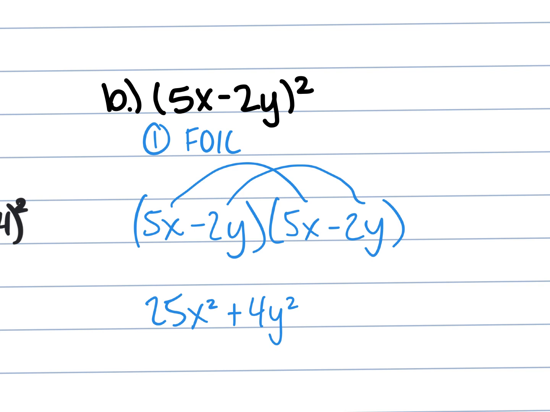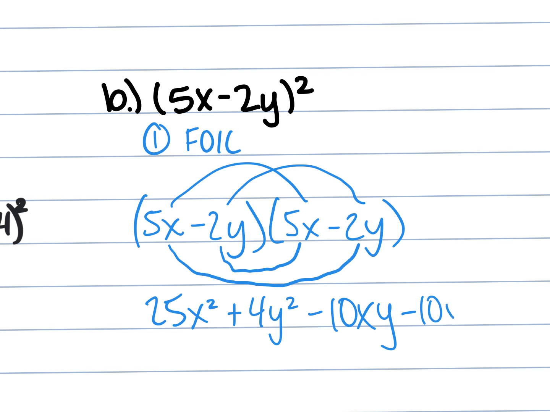Alright. So what you would do is the bottom part. You would times negative 2y and 5x, and that would give you negative 10xy. And then you will times 5x with negative 2y, and you would get negative 10xy as well. Very good. Do you notice how those two terms are the same, guys? Hence the multiply by 2 part of our shortcut.